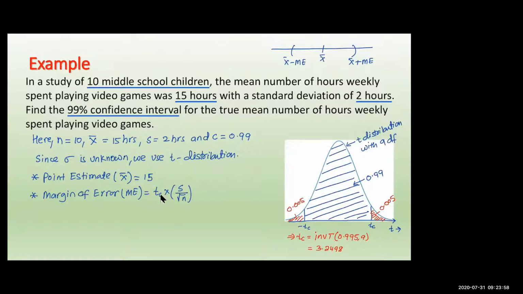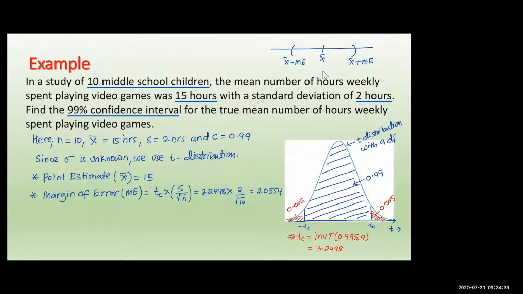So we need this t critical in order to calculate the margin of error here. So let's plug in back there. In place of t critical, we are writing 3.2498 multiplied by the sample standard deviation, which is 2, divided by the square root of n, which is 10. Now we are going to simplify this using the calculator. And by simplifying this, you must get 2.0554. So that is the margin of error.